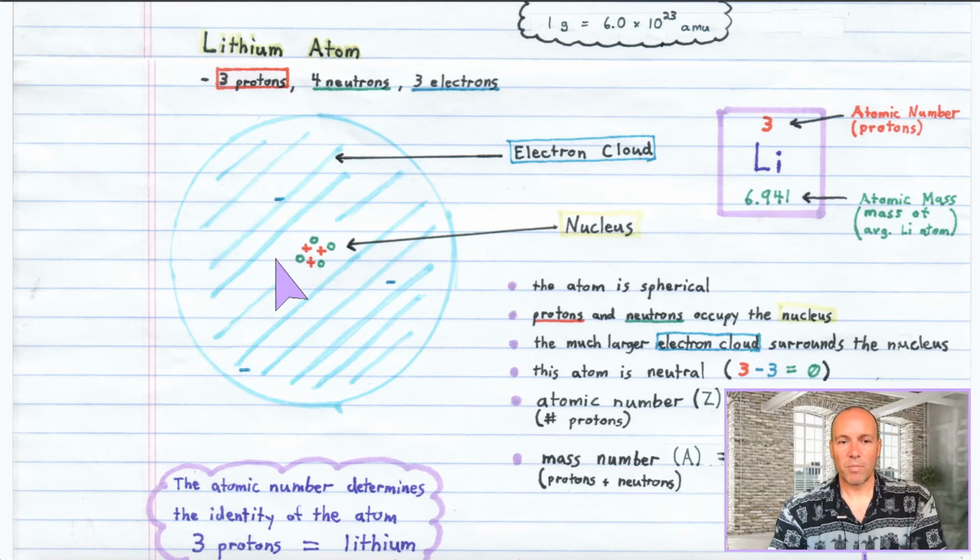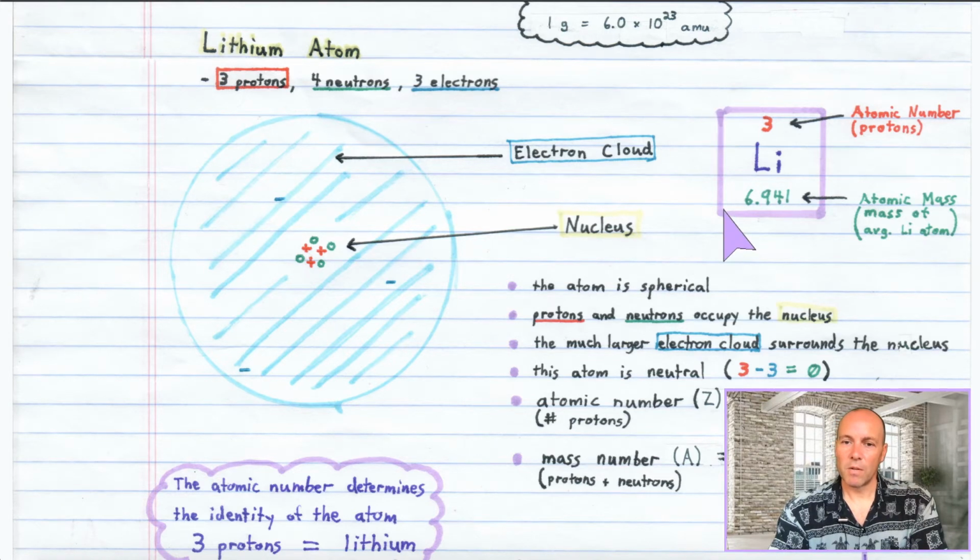The number of protons inside this atom is given a special name. It's called the atomic number. So the atomic number, which is represented by the capital letter Z in your textbook, although I won't be using this symbol too much, the atomic number is just another name for the number of protons. So the atomic number of lithium is 3.